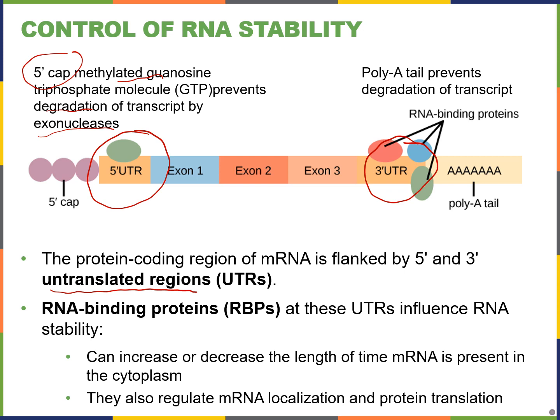It turns out that there are proteins called RNA binding proteins, or RBPs, that bind to these regions, and they appear to influence the stability of my messenger RNA. They can either increase or decrease the length of time that we have the messenger RNA in the cytoplasm. They can also be involved in telling the mRNA where to go and how it will be translated, how long you get to keep the mRNA stable before it gets degraded by different types of enzymes.